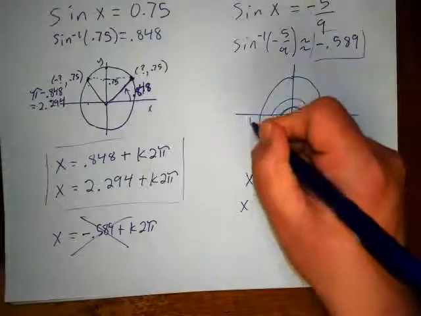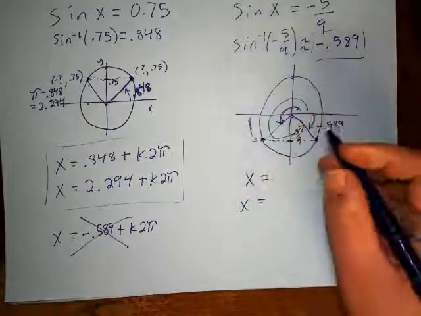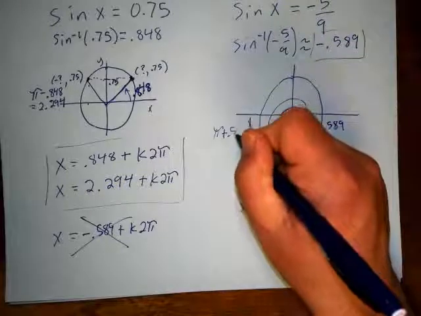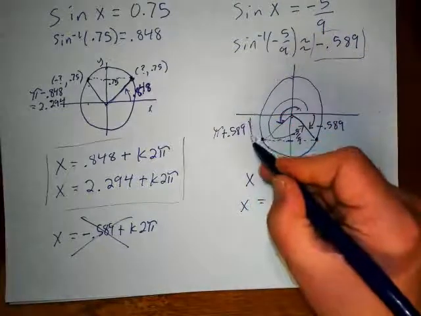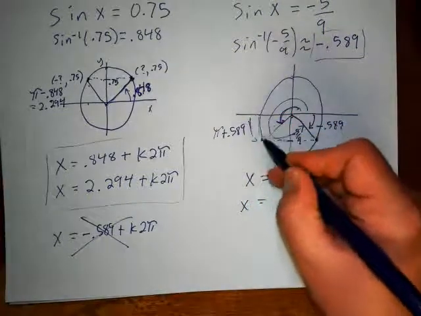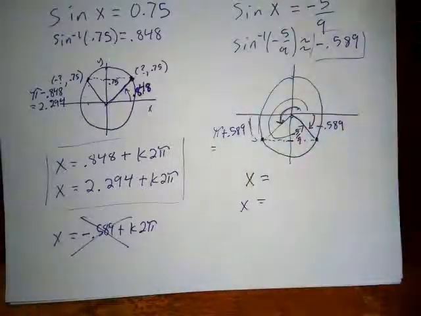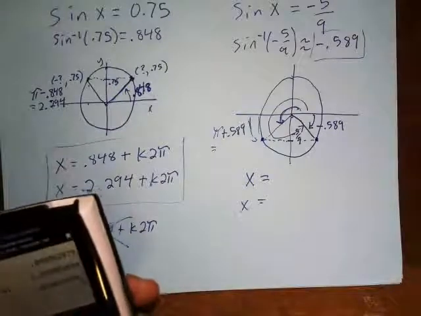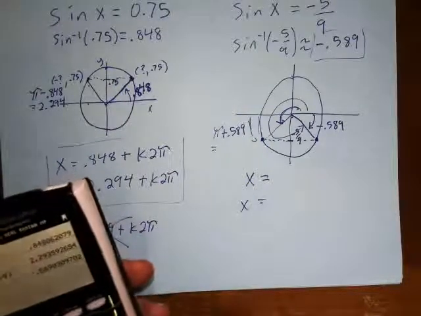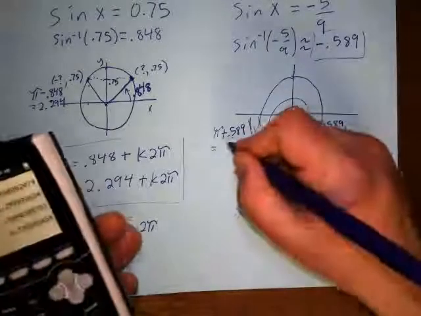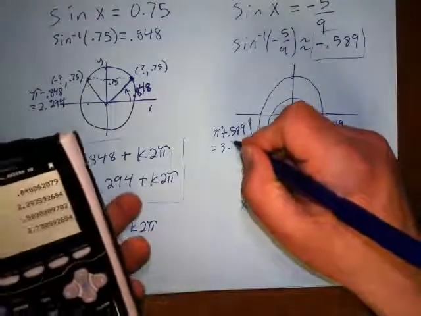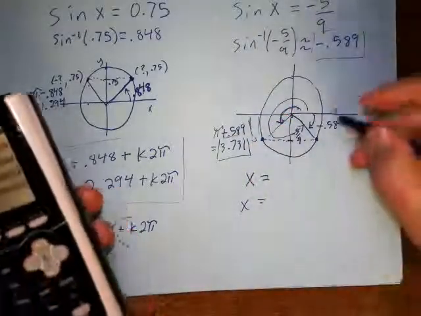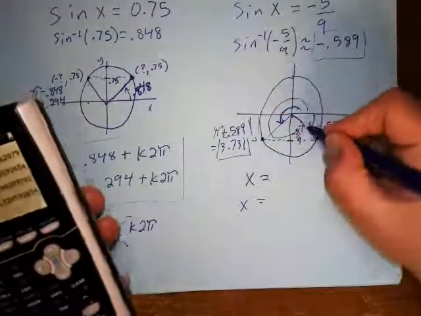So I'm really going this distance from here to here, which is pi plus 0.589, right? I'm taking pi and then adding that arc or that angle. Okay, and what do I get? Pi plus 0.589, and that's 3.731 when I round.